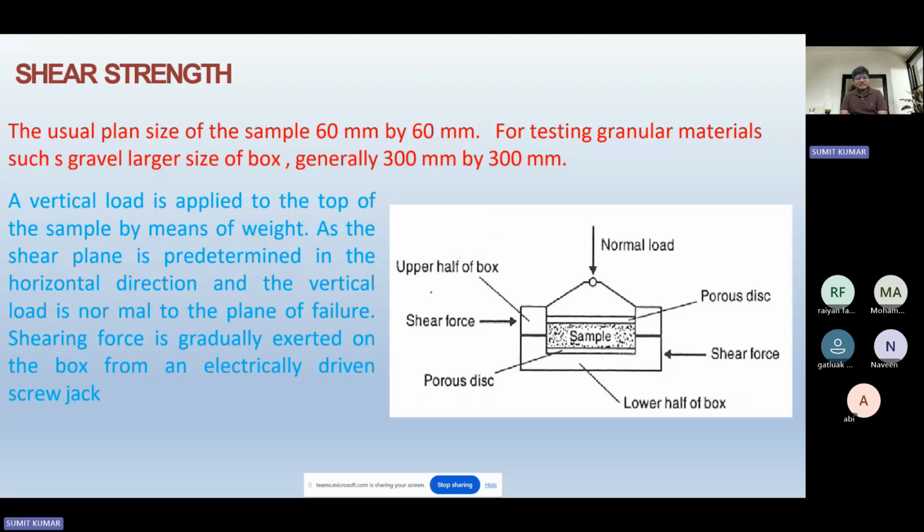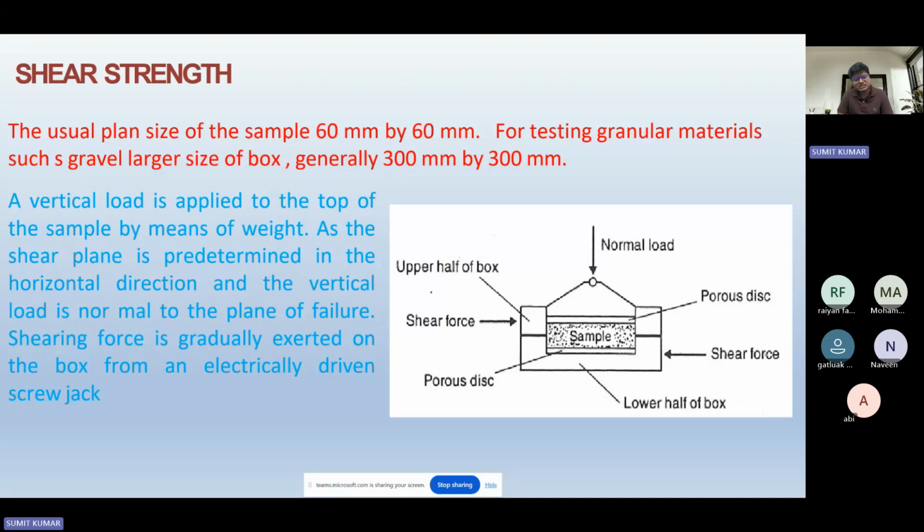In this, a vertical load is applied to the top of the sample by means of weights, as the shear plane is predetermined. As we know, the two boxes are separated in between, and it is already known that the failure takes place from that section only. Hence, it is written that the shear plane is predetermined in the horizontal direction, and the vertical load is normal to the plane at failure, as shown in the figure as well.